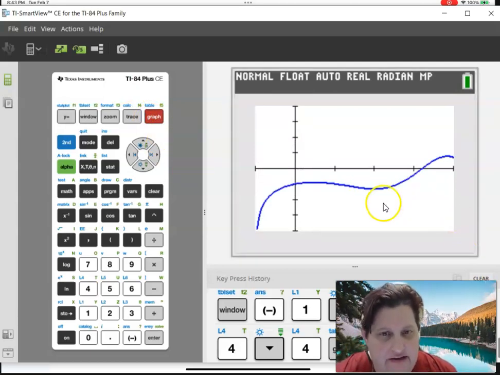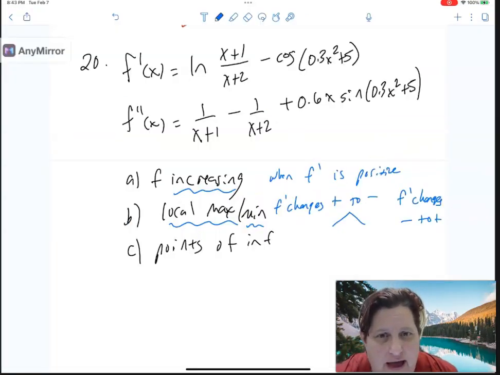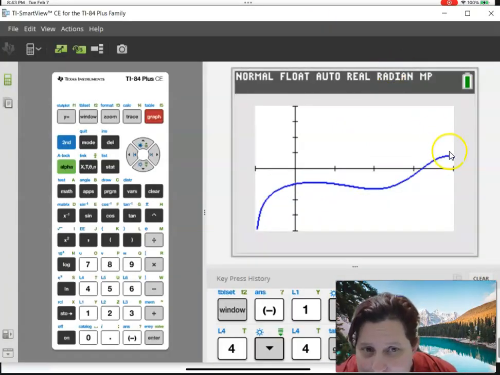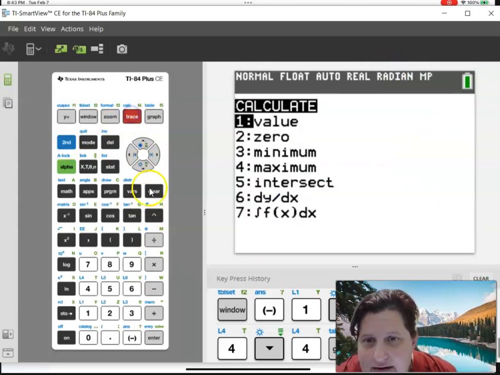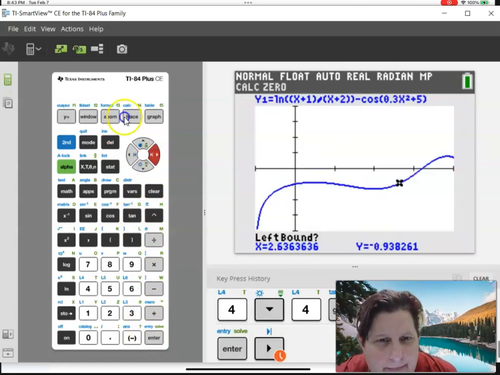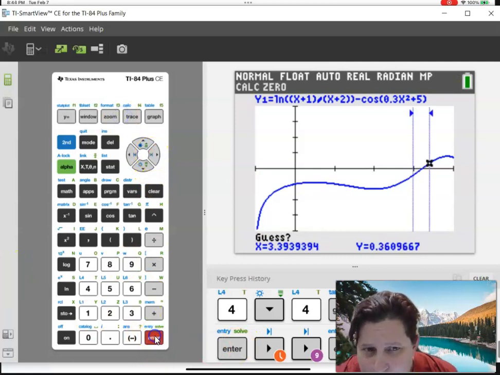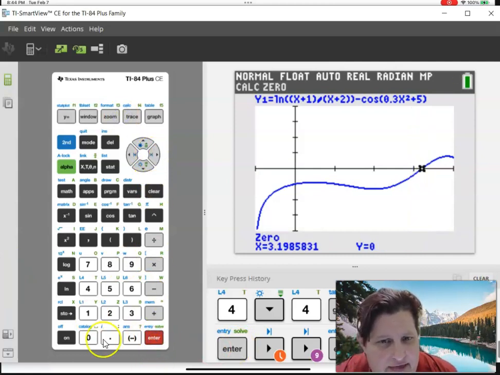Okay, F is increasing when F prime is positive. Now check it out, guys. Do you see that? I was going to see if I could use my drawing tool over here, but that's okay. Let's get back over here. It's positive right here on this section. So if I can calculate that root, that 0, left, right, enter. Okay, that 0 is at 3.198, all right?